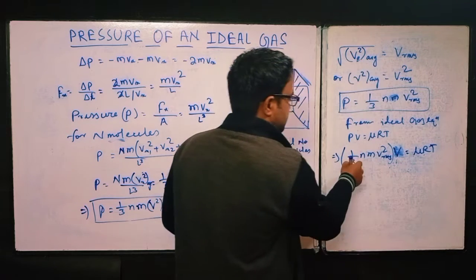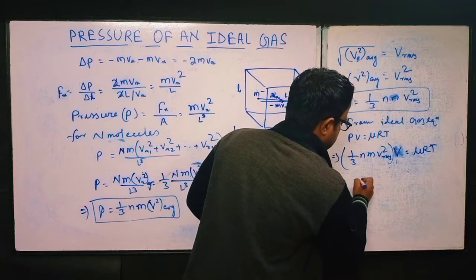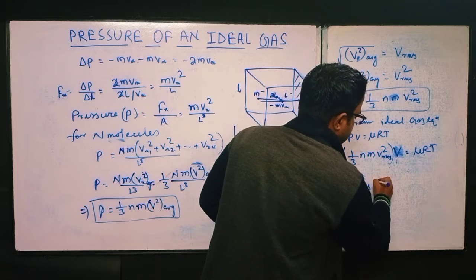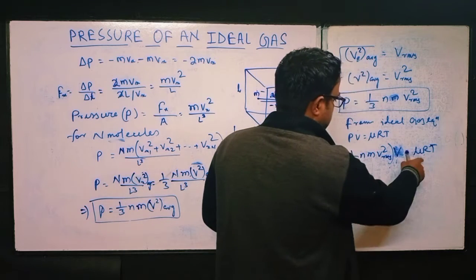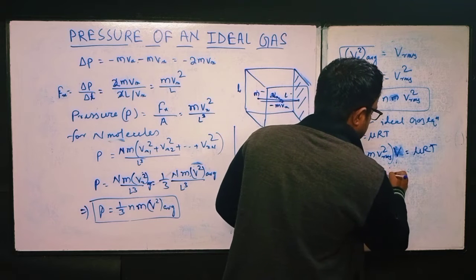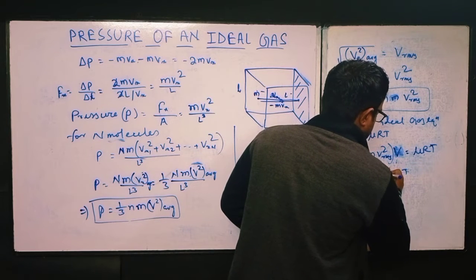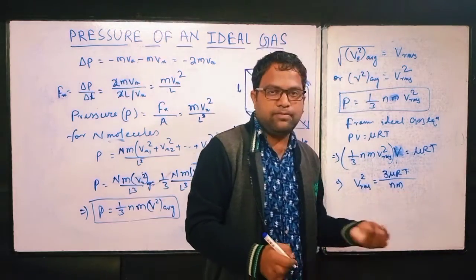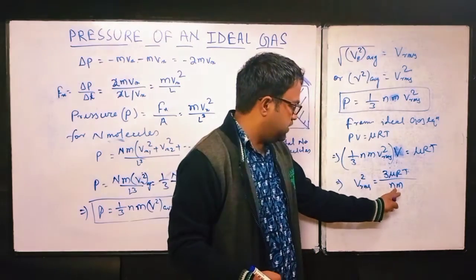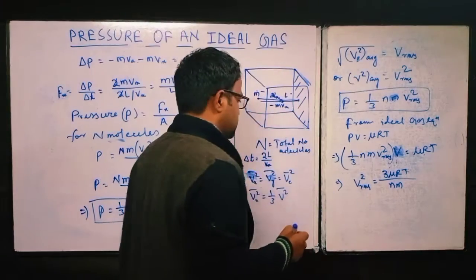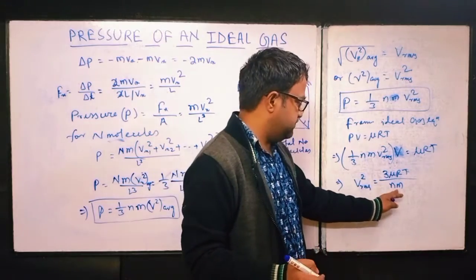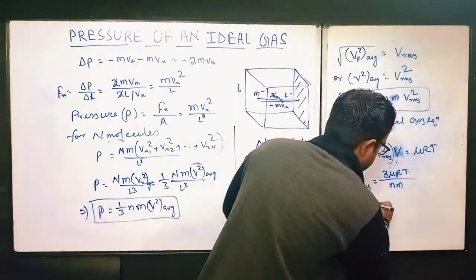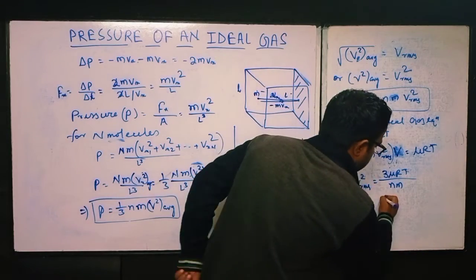Now we are interested in finding V RMS, the RMS speed. So V RMS square equals mu RT, and the 3 will be multiplied, so 3 mu RT divided by n m. Small m is the molecular mass of that atom, small n is the number N by volume, and mu is the number of moles. So we'll just replace these.